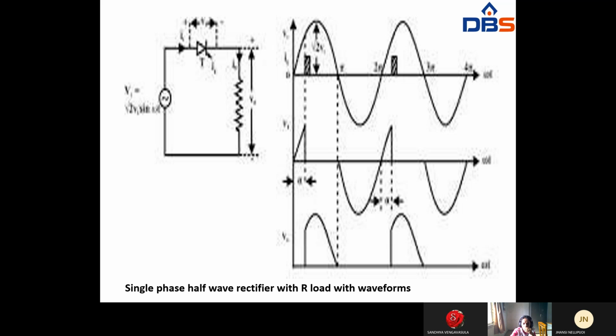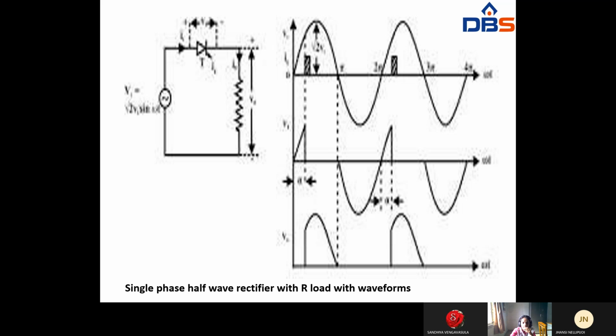Here Vs equals Vm sin omega t. Here we are giving a single phase. This is the single phase half wave rectifier with R load. So a single phase AC supply we are giving here. AC supply means Vs equals Vm sin omega t.